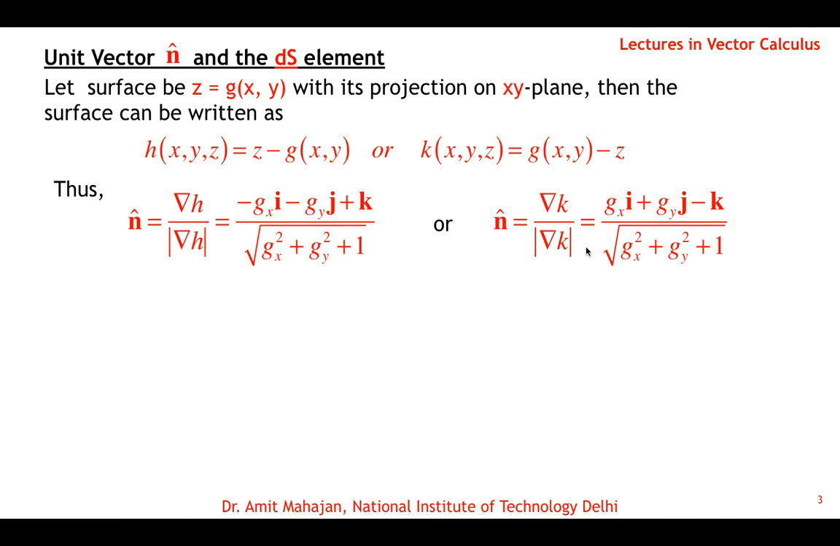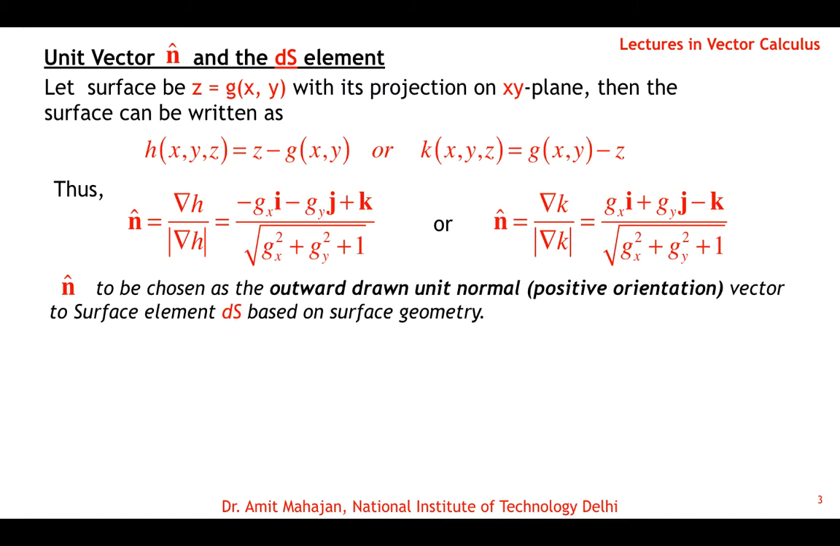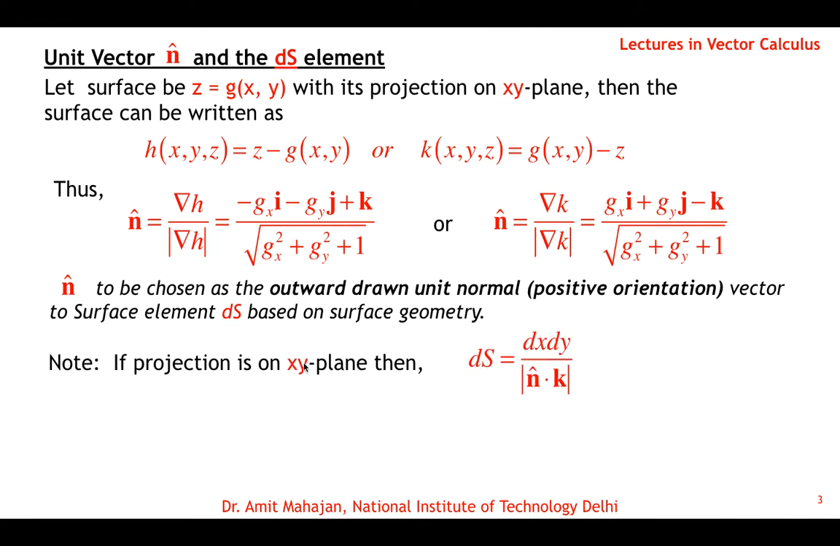And the corresponding surface element dS we have to choose from the projection in the xy plane, so the dS element will be dx dy divided by the magnitude of n dot k, where n is either this or the second, depending upon which one is taken as the outward drawn normal. And it's a dot product with the unit vector k. If instead of taking the projection on the xy plane you take the projection on another plane, then this dS can be rewritten accordingly.